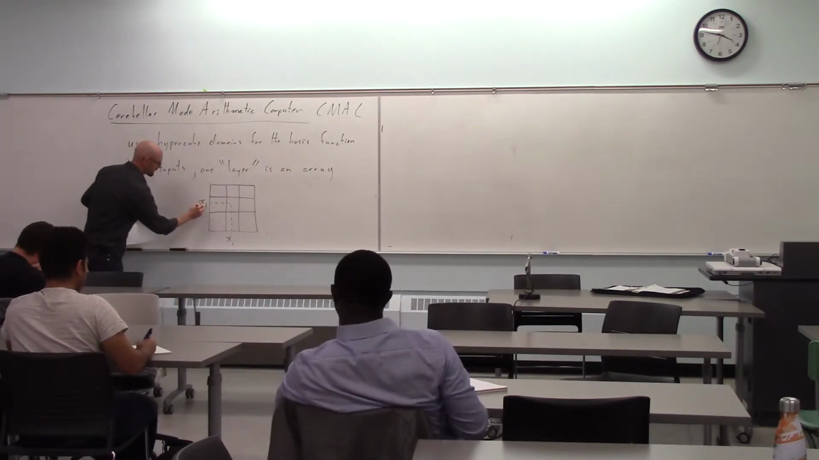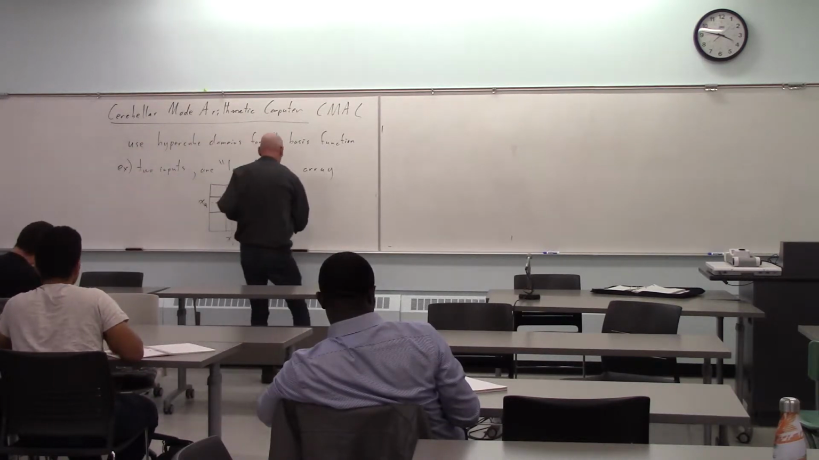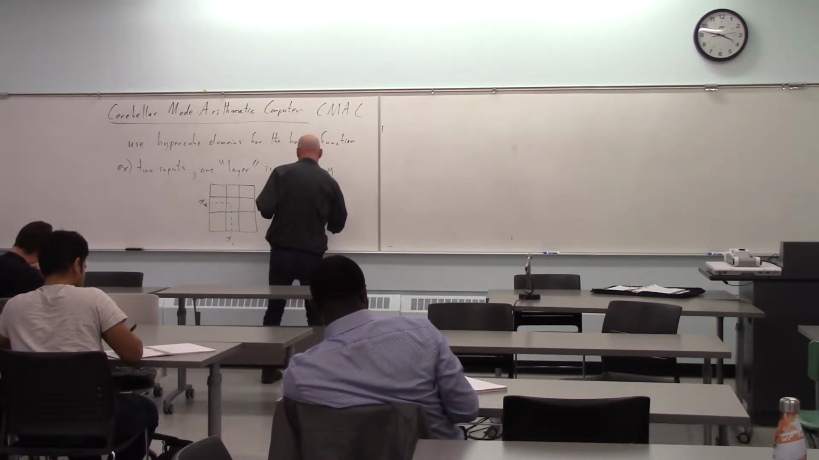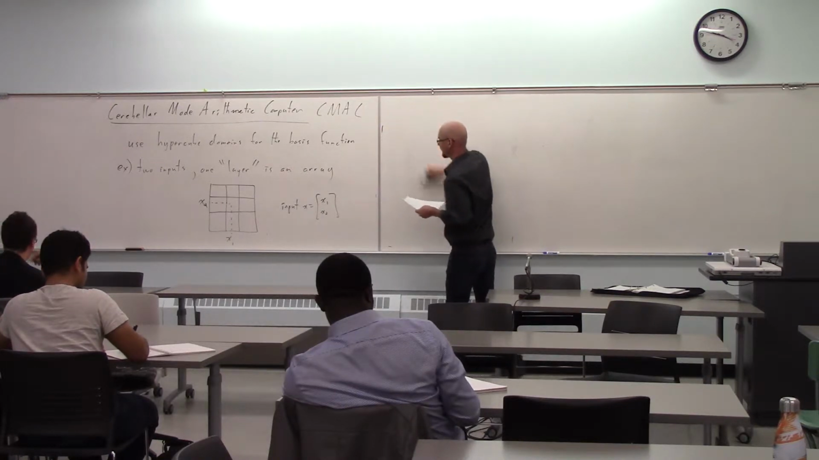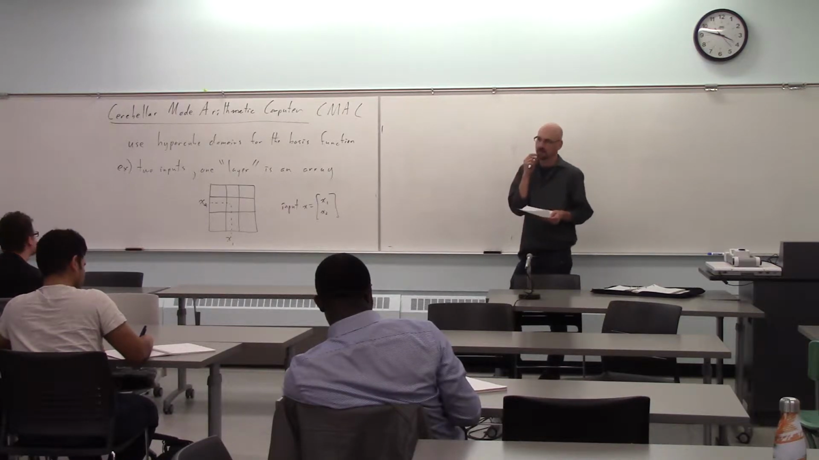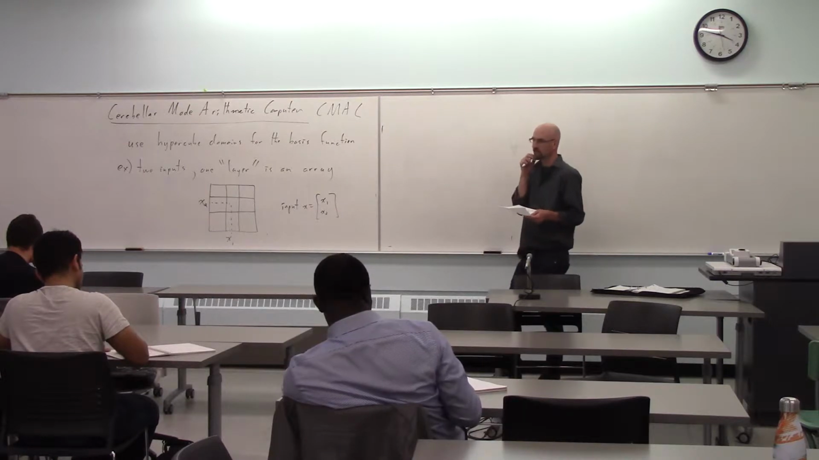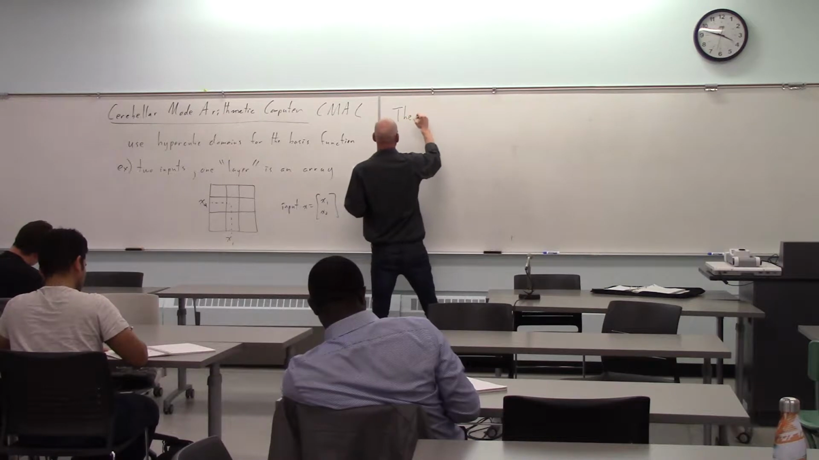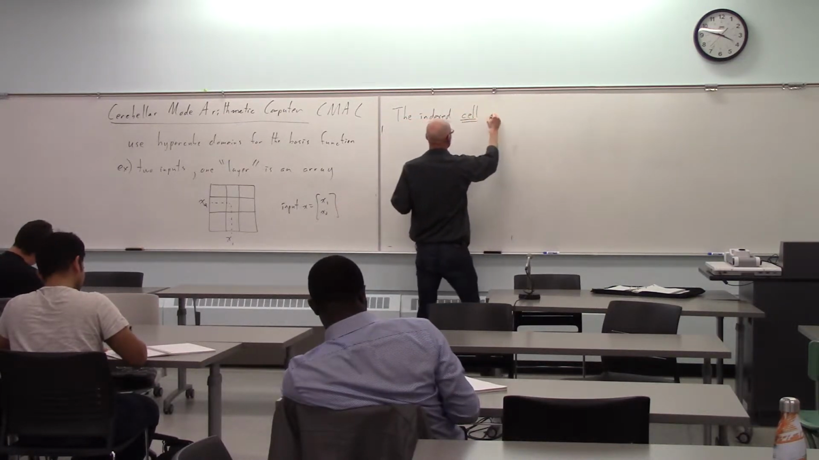So one layer of the CMAC looks like this. Basically just an array. My input, in this case, is just the vector x1, x2. And the input index is one of those array cells. We're going to call them cells. So what we're going to say is the indexed cell is activated.